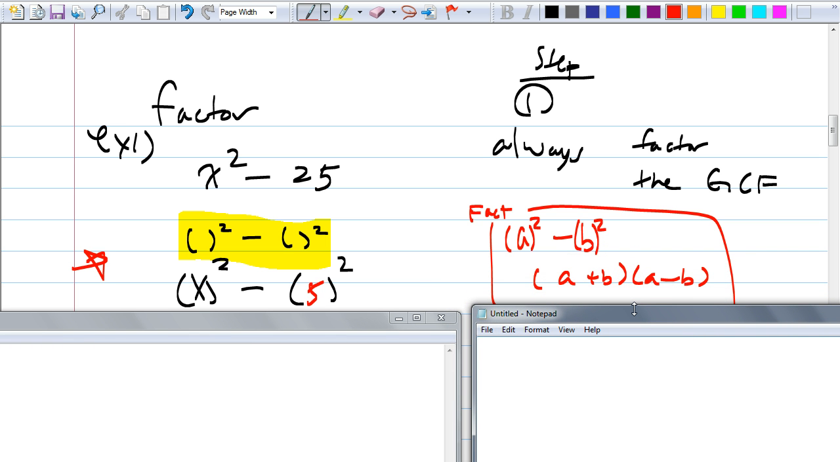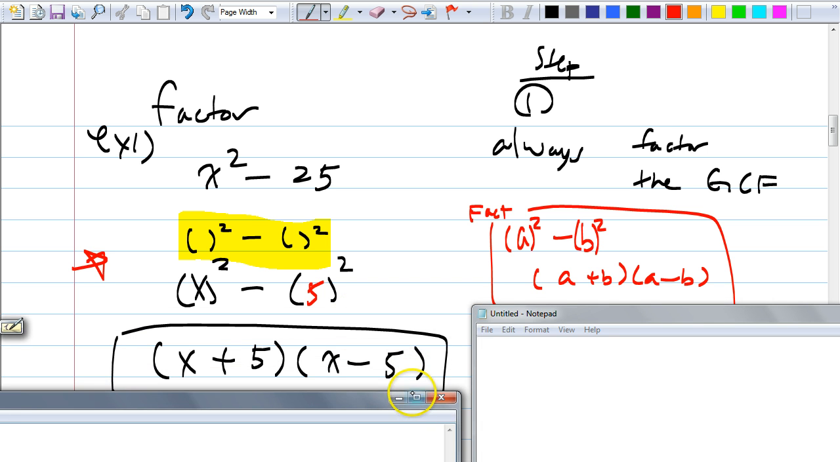So in this case, since my a is x and my b is 5, who could tell me what this factors to? Chris? x plus 5 times x minus 5 is correct. Everybody see this? Now, is there a way to check this? What if I want to know whether or not I really have the right answer? Is there a way to check?